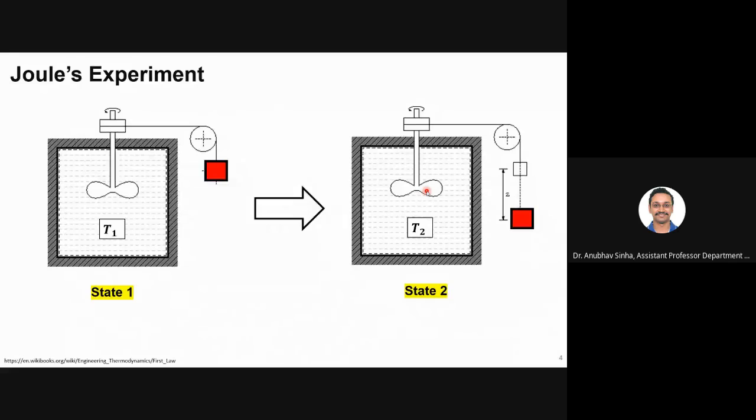Okay, so it is a very simple system. Mass is falling down and it is rotating this stirrer. So once it does that, what will happen is work will be done, which is equal to the difference in potential energy, or mgz. Okay. Now the temperature changes from T1 to T2. So which will be higher, T1 or T2?